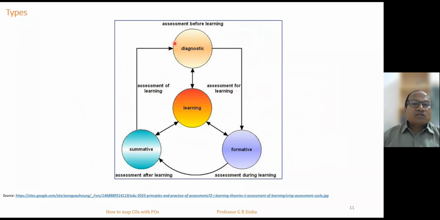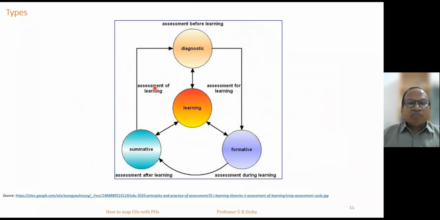The other assessment is diagnostic assessment, which is assessment before learning. When we actually offer the course, we talk about what will be the prerequisite, whether the student's background is matching with the course or not. That kind of assessment will be there so that we can say that students will be actually able to demonstrate a good set of skills and knowledge after doing this course.